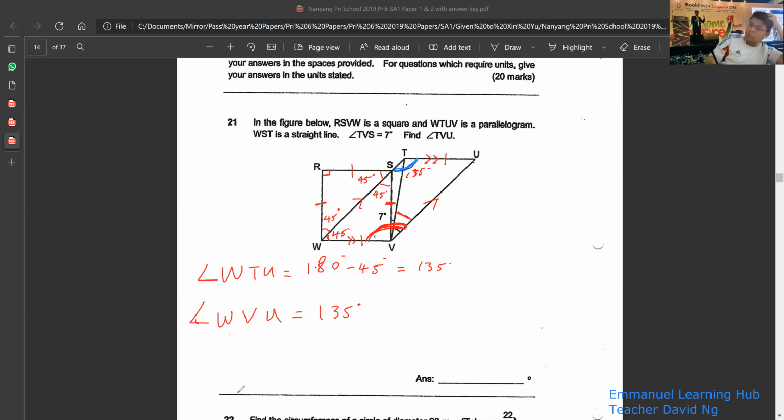135 minus 90 degrees minus 7. Okay, 135 minus 90 equals 45, right? 13 minus 9 is 4. Then minus 7, 38, right? So the answer is 38.